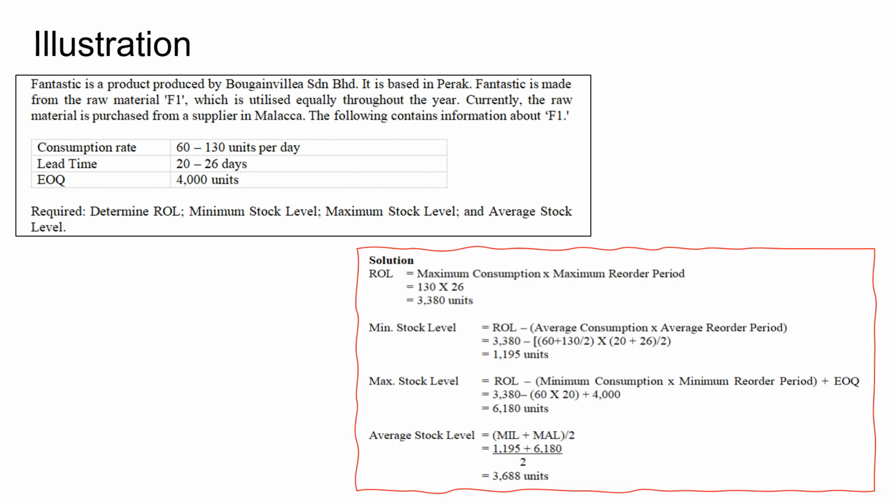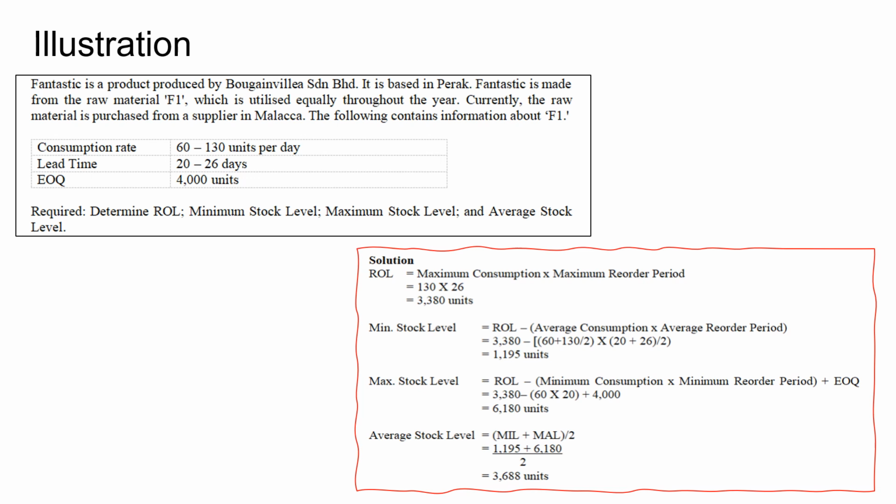So the maximum will be 130. The maximum reorder period is actually referring to the lead time. So 20 to 26, so the answer is 26. So 130 units times 26. So the reorder level will be 3,380.